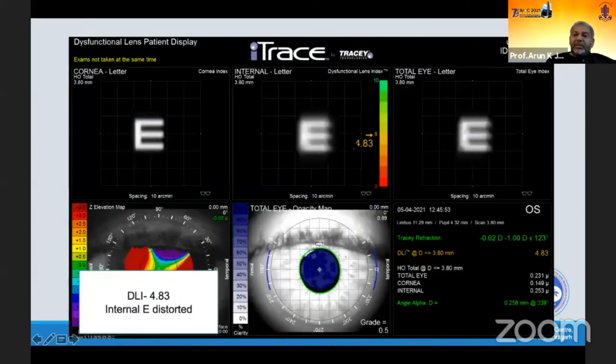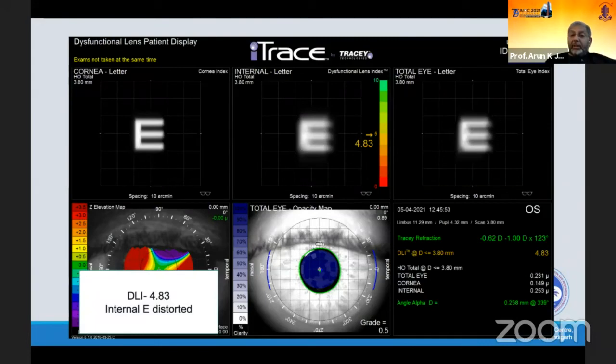But the last two slides are my own patient. She has a very borderline DLI, and the tracer reflection is reliable. She has minimal angle alpha, but she was very miserable. She's a sister by profession, working in PGI, so she wanted to get her cataract out.